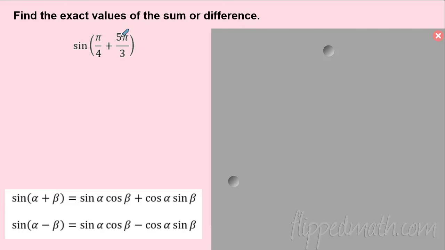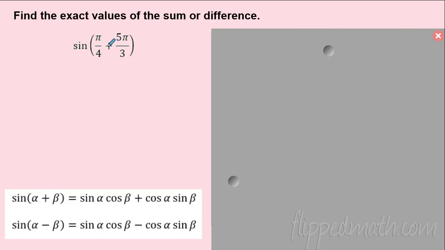All right, here we go. So let's find the exact value of this. We're going to take these two angles, pi over 4 and 5 pi over 3, add them together, and find the exact value of that. So again, this is not on the unit circle, but the parts of it are. The parts that are adding are actually on the unit circle. So I jotted the formulas down here so we can use them real quick.